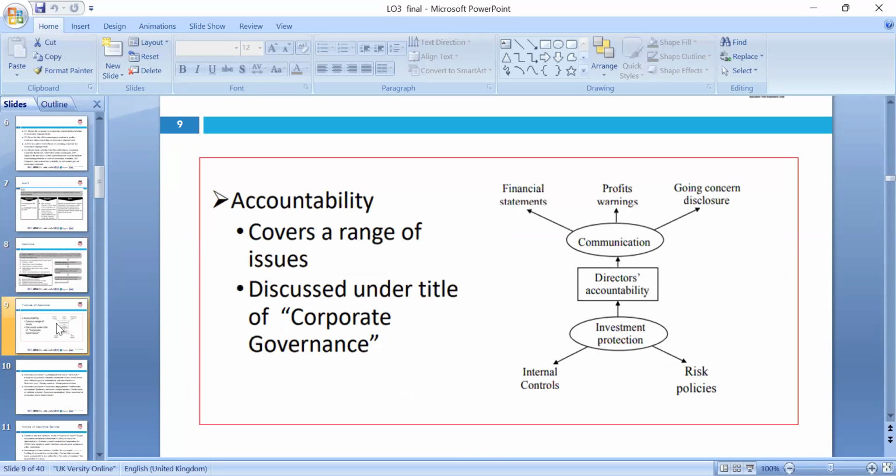Financial statements should be in line with international accounting standards. So: financial statements, profit warnings, going concern. Going concern means the company will carry on as normal for at least 12 months, so nothing has come to our notice that indicates the company won't be a going concern. Directors' accountability, investment protection, internal control, risk, and good corporate governance will help to increase and enhance the assurance.